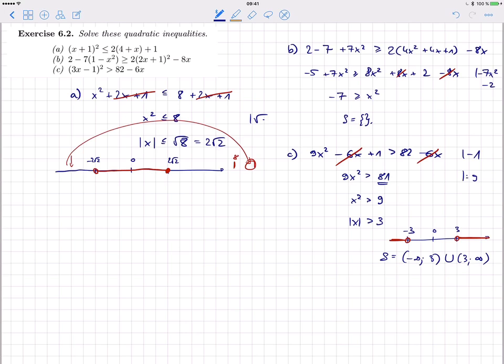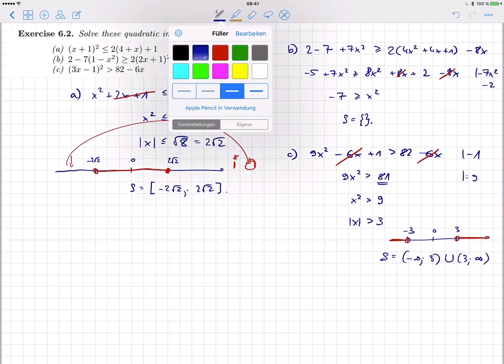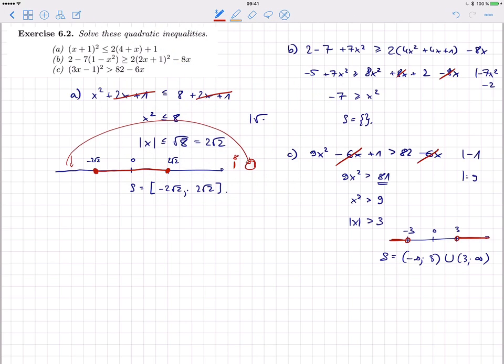Oh yes, I never wrote the set of solutions for number A. So this is the full interval, minus 2 square root of 2 up to positive 2 square root of 2. So this is painted in as well.